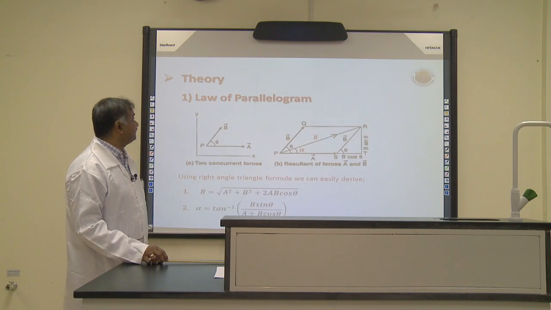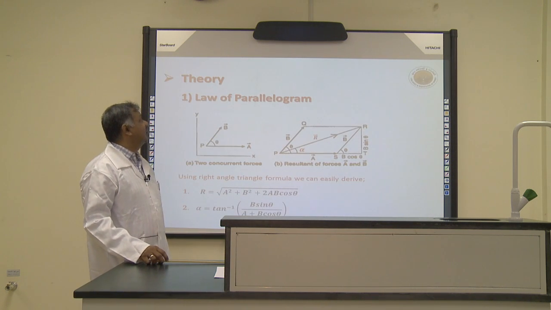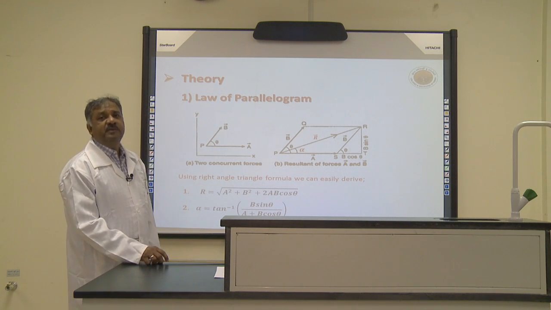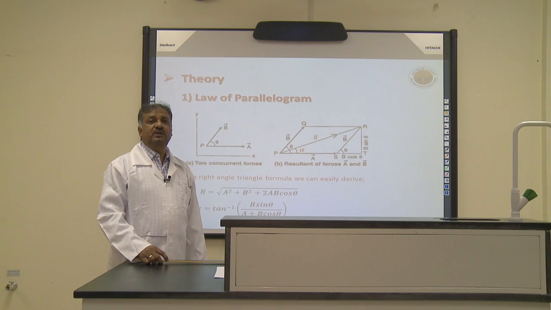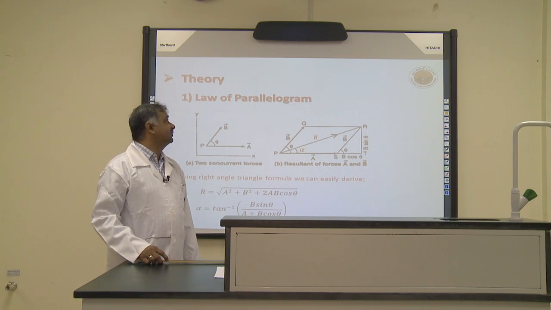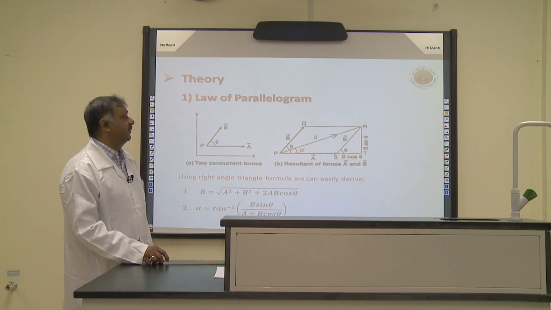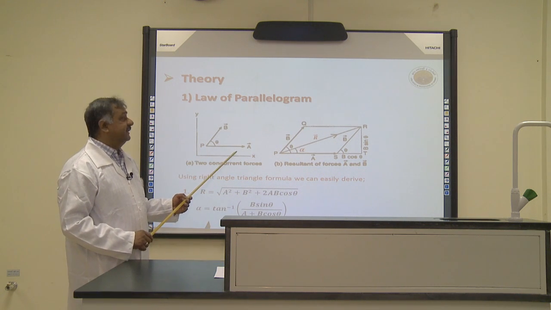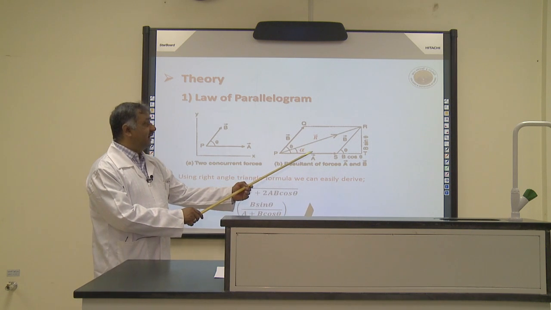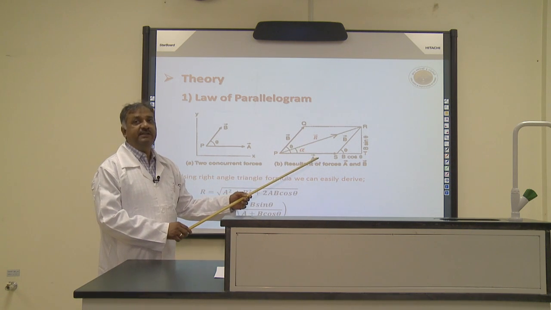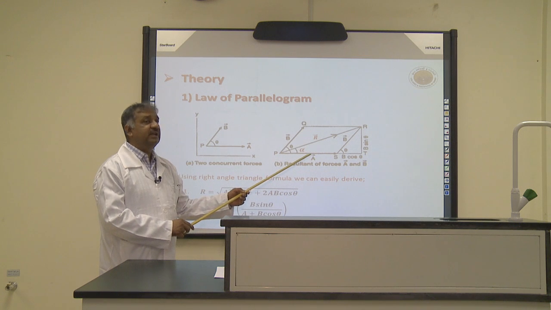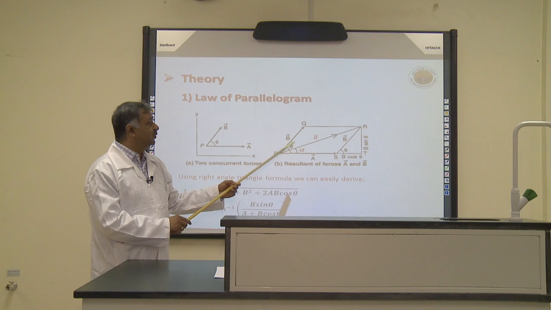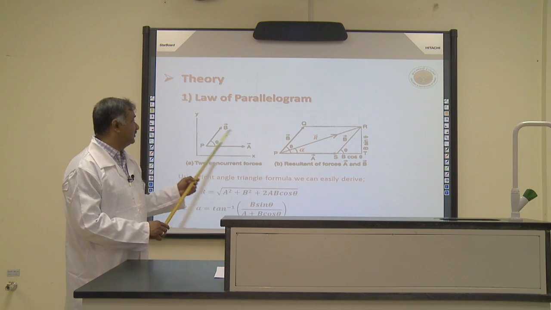Here you have, gentlemen, the law of parallelogram. The rule, the principle which you are using in this experiment is called the law of parallelogram. This law shows you the two forces A and B that are converted to the parallelogram. So trigonometrical identities or functions are used to calculate the resultant of these two forces A and B, which is shown to you here.